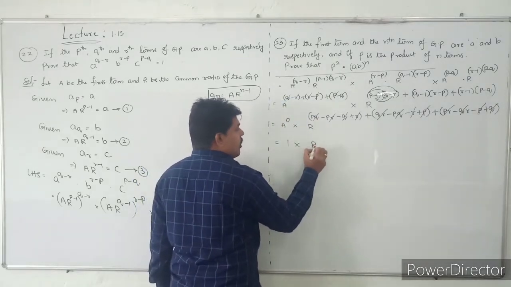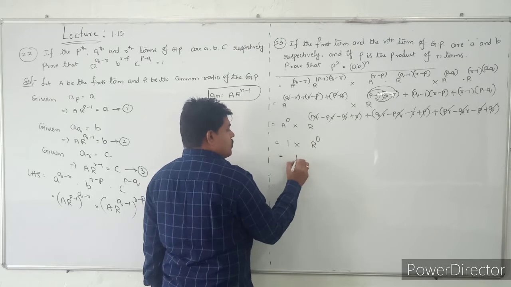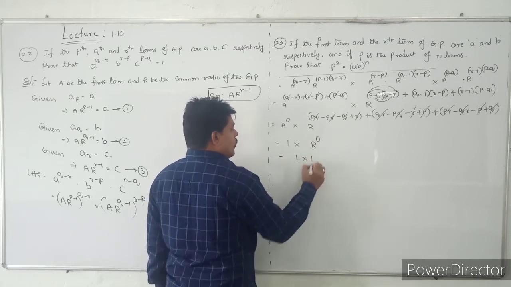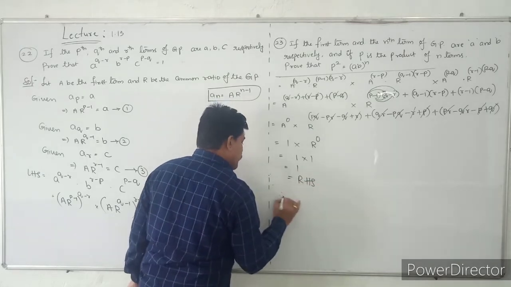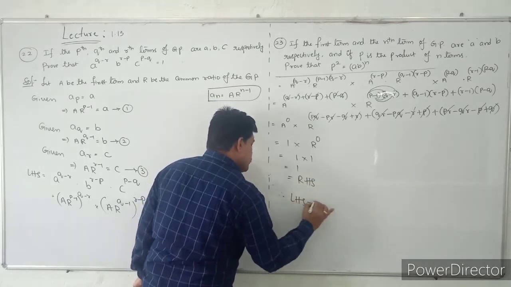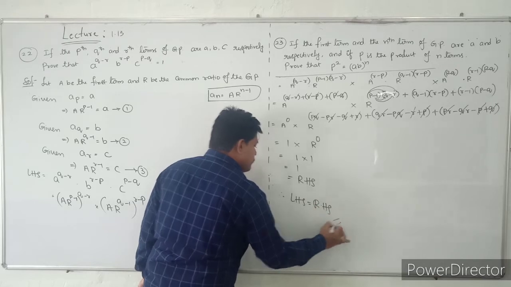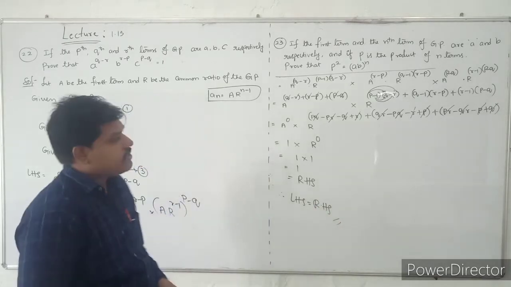So you will get r power 0, so that is equal to 1 into 1. So the value is 1. That is the RHS. So therefore LHS is equal to RHS. See the question once again, students.